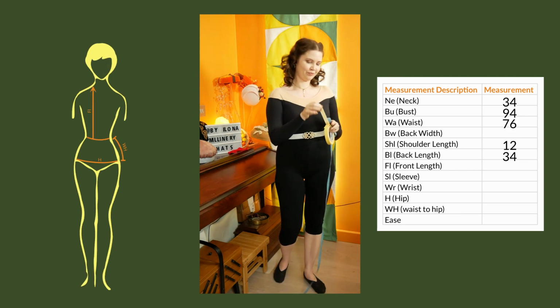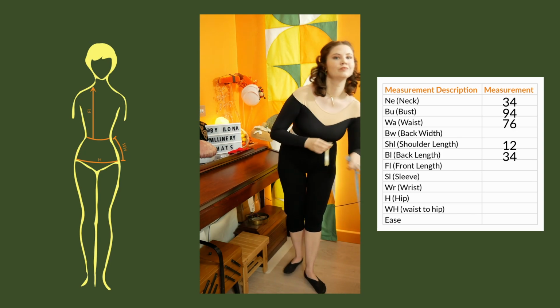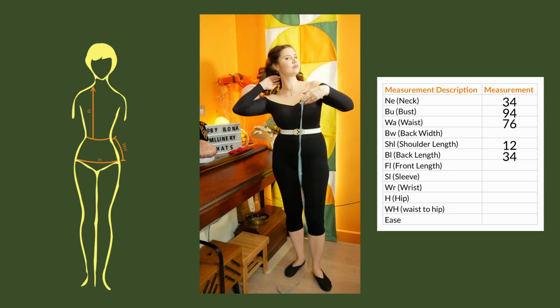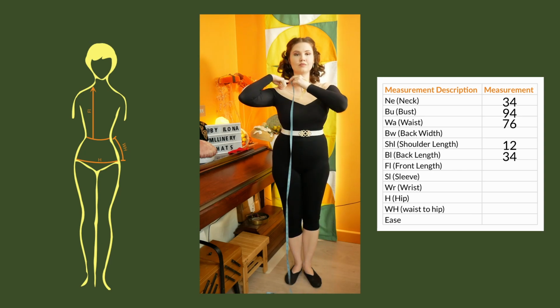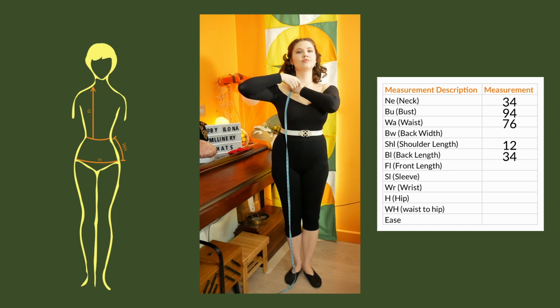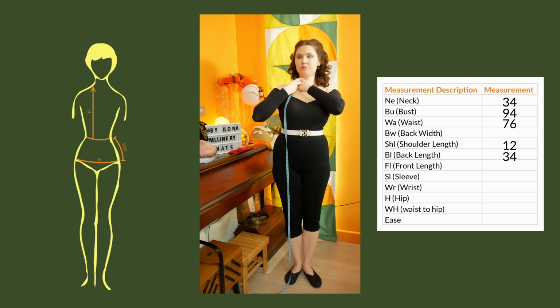Front length. Put the top of the tape measure at the same side neck point as you took the shoulder length measurement from. Let it fall down your front over your bust apex down to your waistline. Make sure the tape measure is perpendicular to the floor. Take the reading from the base of the elastic belt.